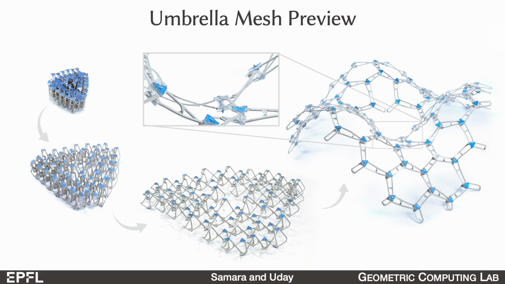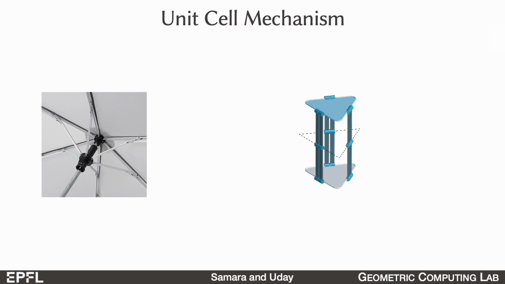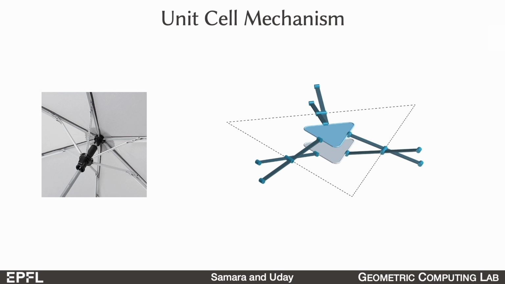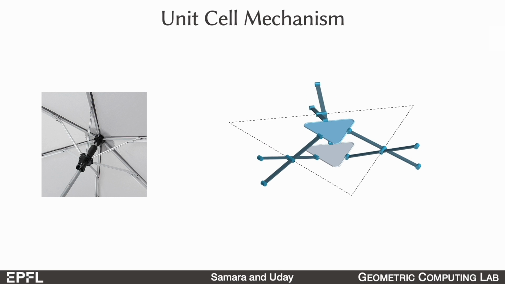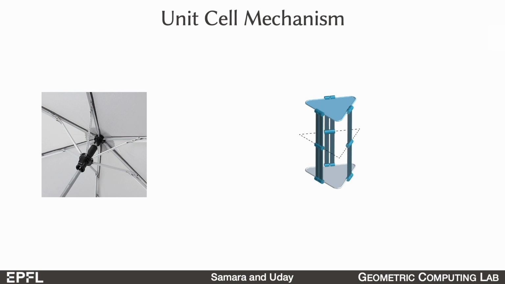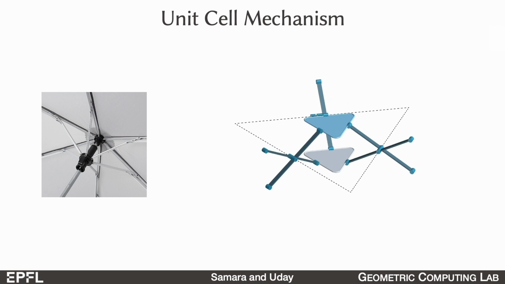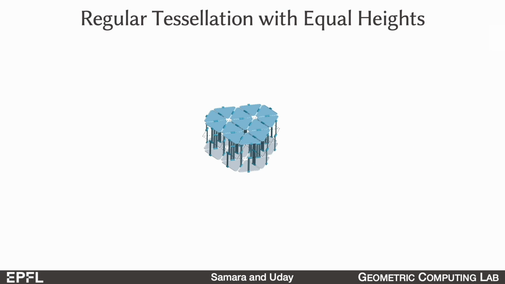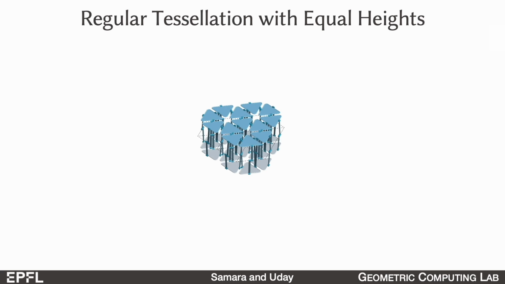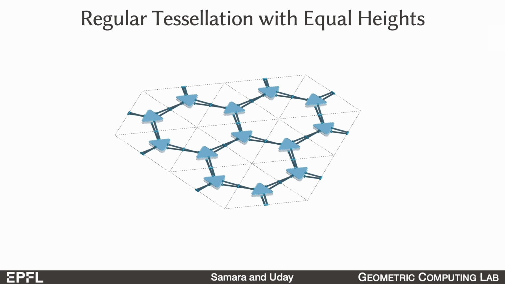To understand how the structure works, let's start with a unit cell of the umbrella meshes. Inspired from the mechanism that deploys an umbrella, here we model our umbrella unit cell with two plates connected by three vertical scissor linkages. When you bring the plates closer, the unit expands in plane. If we arrange identical unit cells in a regular grid, they just uniformly expand in plane when deployed.